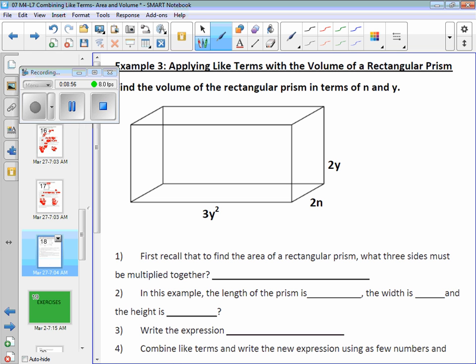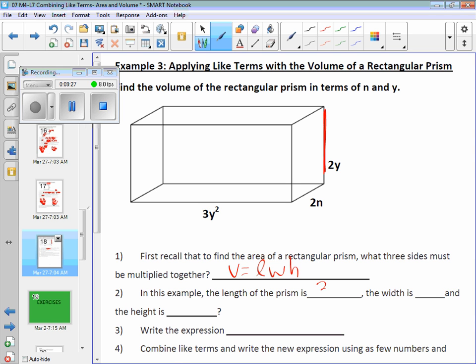Rectangular prism. The volume of a rectangular prism is V equals LWH, or length times width times height. When it comes to length, width, and height, it doesn't matter what you're calling what, but I like to call the longest side touching the bottom my length, because height's always up and down. So I make this the length because it's the longer of the two sides.